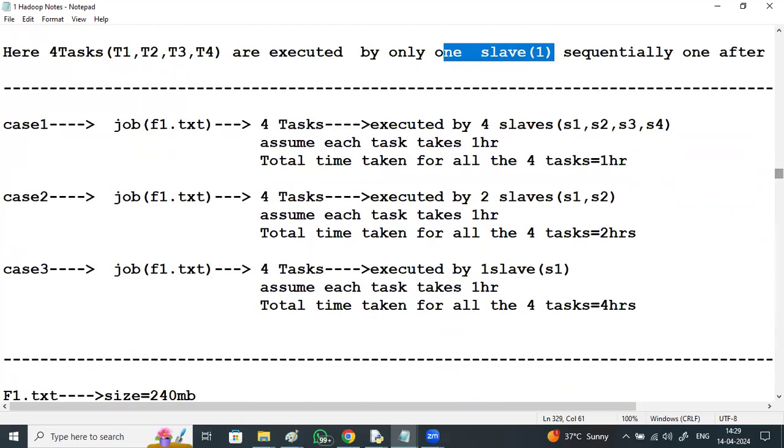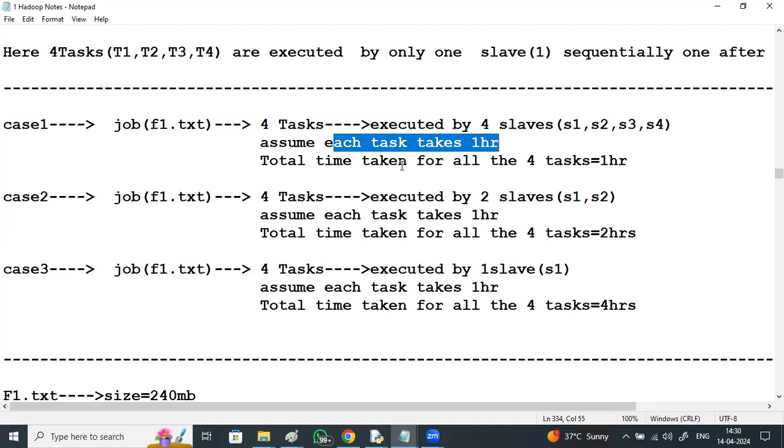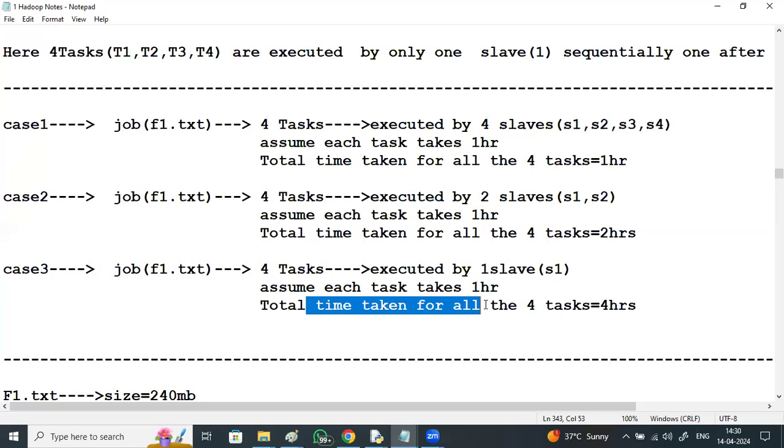In the three cases we have discussed: case one, case two, and case three. In case one, the job is divided into four tasks, executed by four slaves, S1, S2, S3. Assume each task takes 1 hour. Total time taken for all four tasks is only 1 hour. In case two, four tasks are executed by two slaves, two systems. Assume each task takes 1 hour. Time taken for all four tasks is 2 hours. In case three, time taken to execute all four tasks is 4 hours because there is only one system.